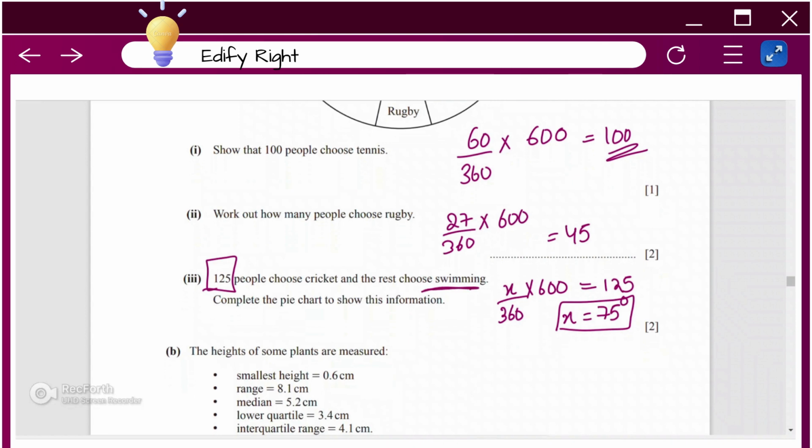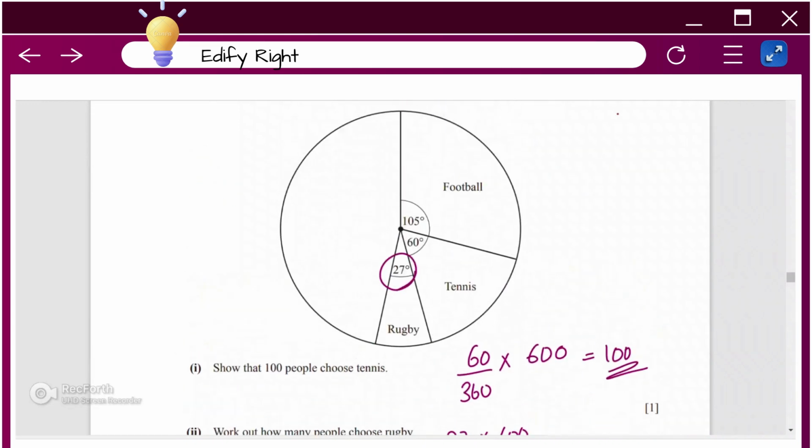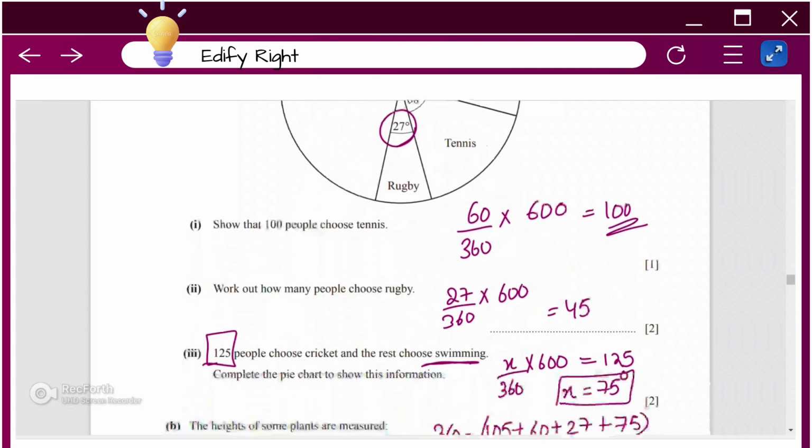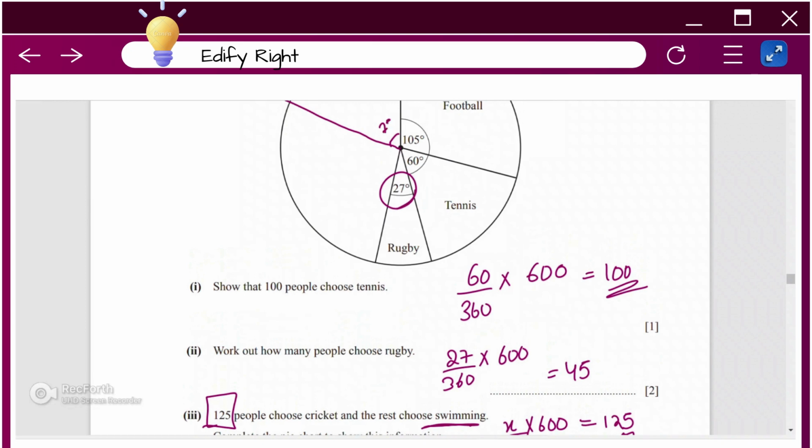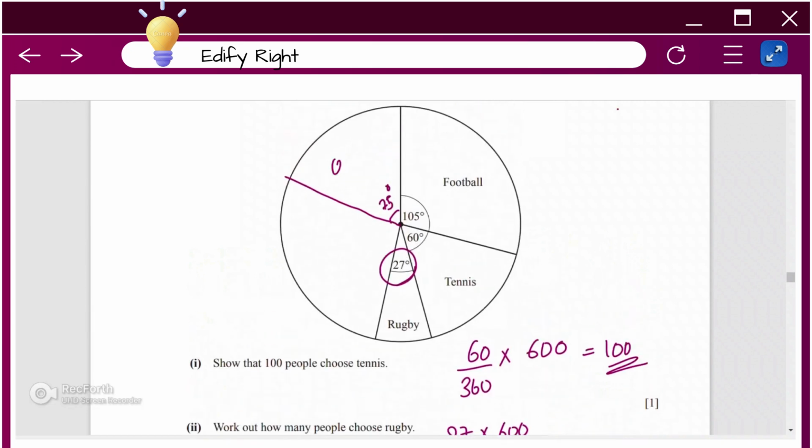What is the angle for swimming? That's the only option left. So you're going to take 360 and subtract all the other angles, which is 105, 60, 27 and 75, and you get 93 degrees as the answer. So use this information. You'll have this is, let's say, 75, which is cricket, and this is, let's say, 93, which is swimming.